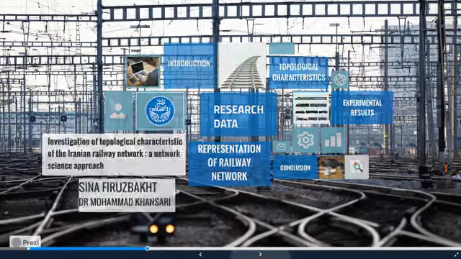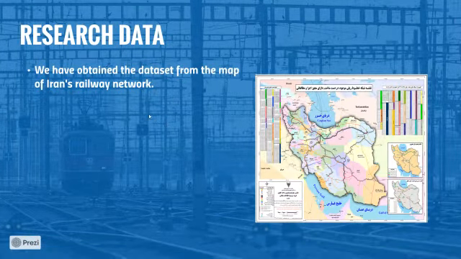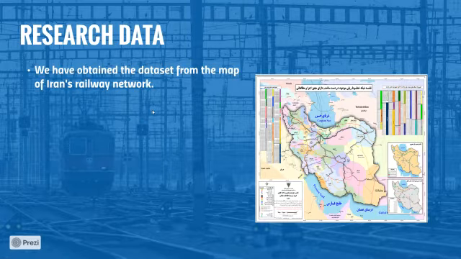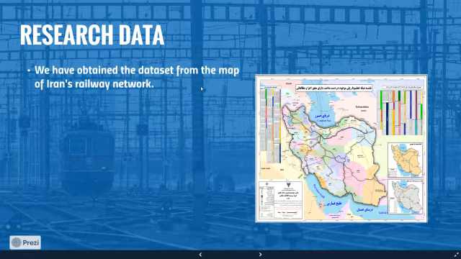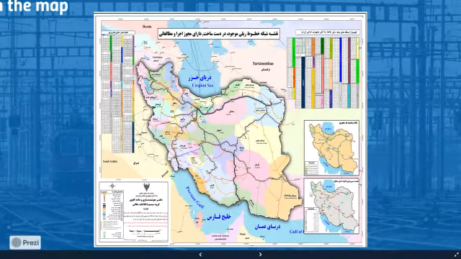Research data. We have obtained the dataset from the map of Iran's railway network, which was prepared by GPS data, with a maximum distance of 40 meters from the railway network of Iran, and has been prepared by the GIS group of the railways of the Islamic Republic of Iran. And we created the edge-list dataset from this map.